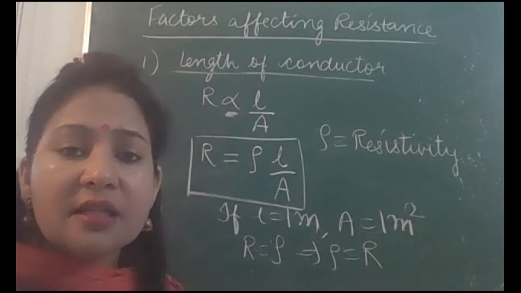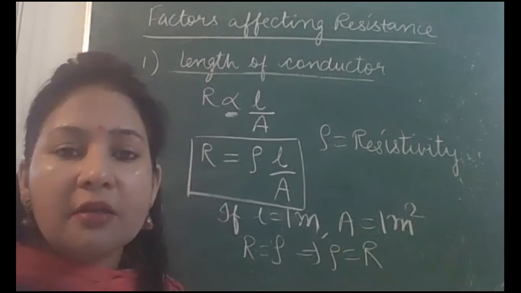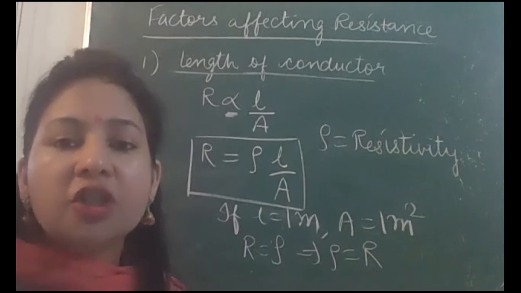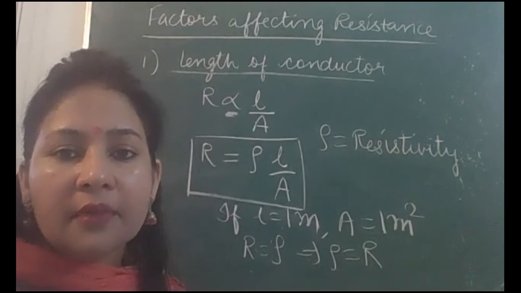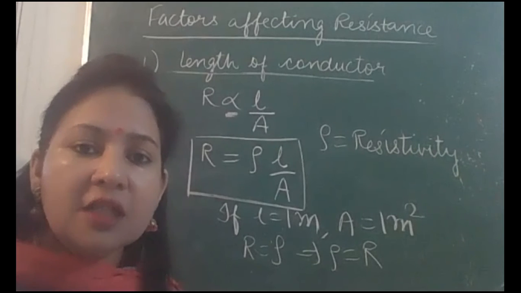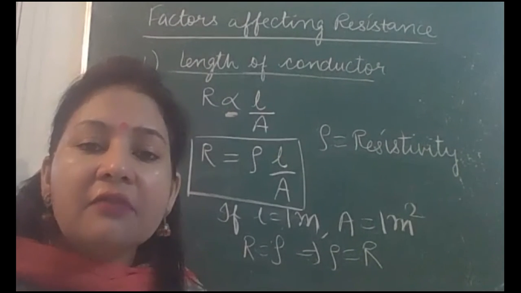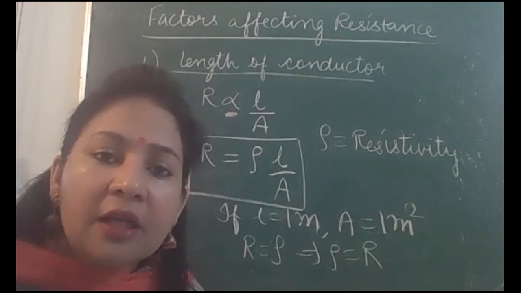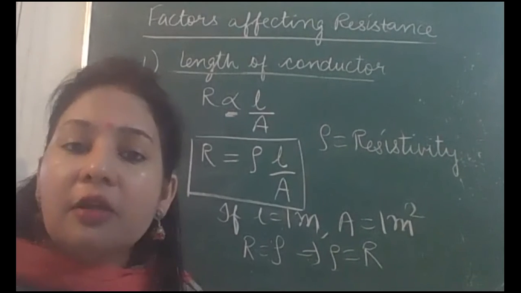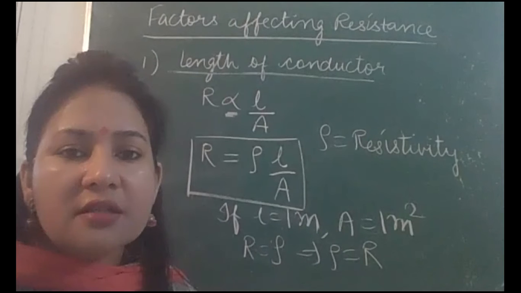So that means we come to a very important result that resistivity does not depend upon the dimensions of the conductor. Resistivity depends only on nature of material. It varies from substance to substance. For different materials, the value of resistivity will remain different, but it will not depend upon dimensions of the conductor. So please note this result down.